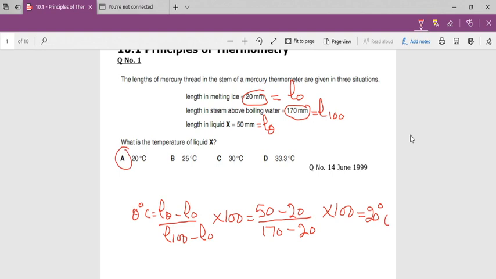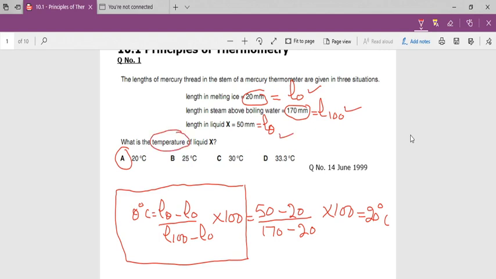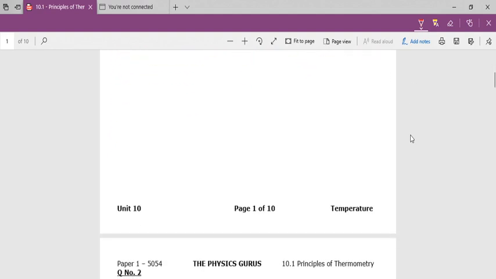So a very simple question. This is the key point in this question: whenever this sort of question is given, we will use this formula. There are 4 parameters, 4 variables. Number 1, L0; L100; L theta; and the 4th one is the temperature. So out of 4, 3 will be given and the 4th one is required to be calculated. Question number 2.